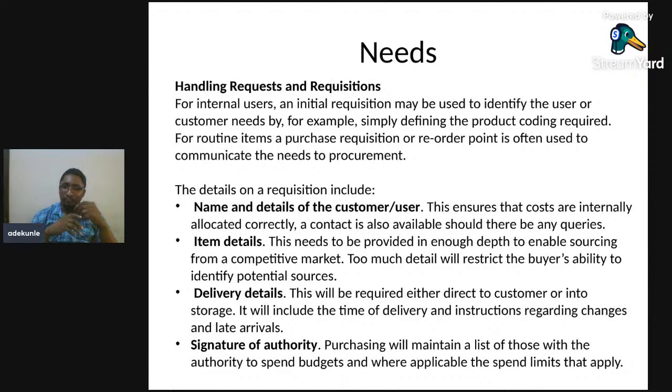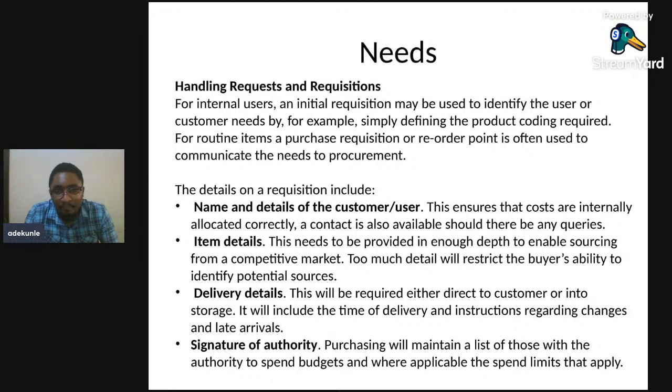Once they fill the requisition form, they put details like the name and details of the user, the department, or the customer. It ensures that once the code is dropped, they know the name of the department or whoever is ordering it. So in case anything comes, we understand the right person is getting it. Then the item details are also kept in the requisition form.